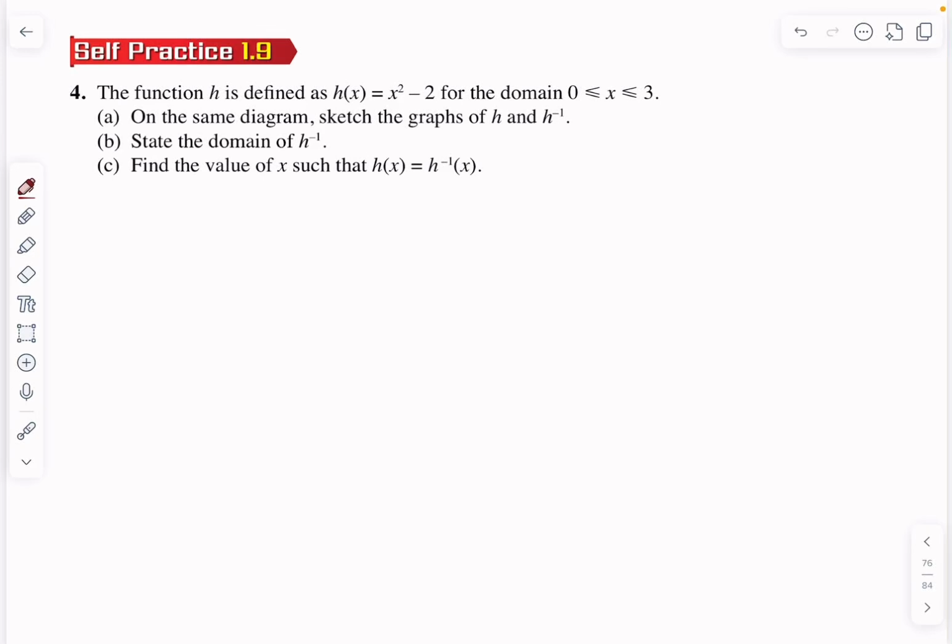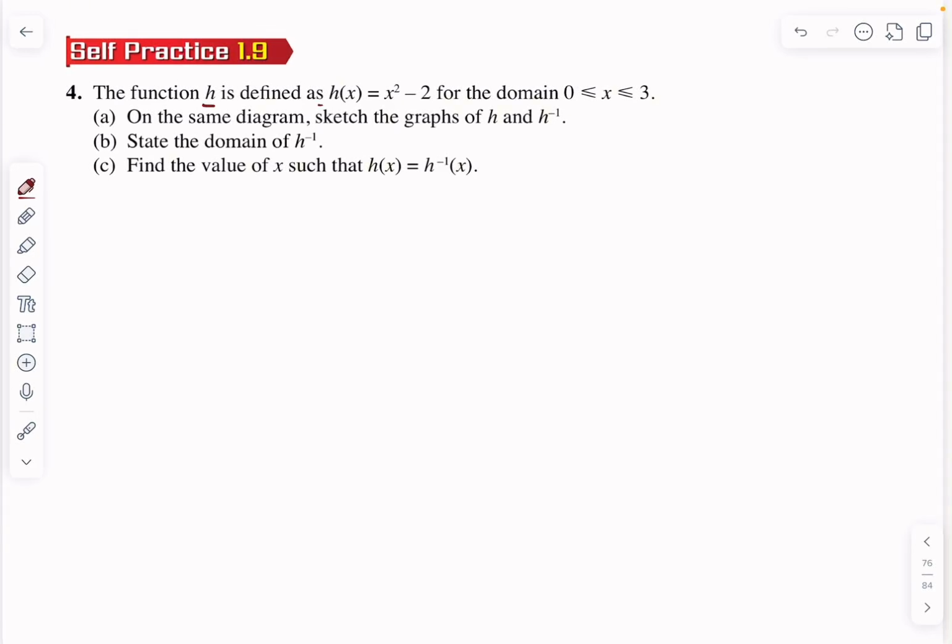Question 4. Function h is defined as this for this domain. On the same diagram, sketch the graphs h and h inverse. Alright, so this looks like a quadratic function because we've got x squared.